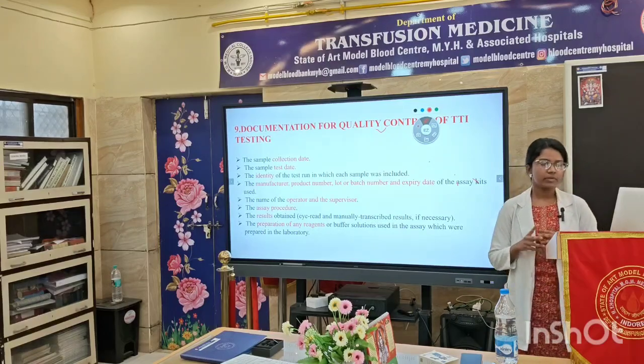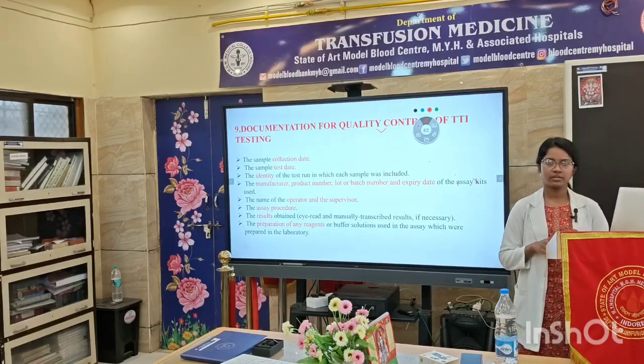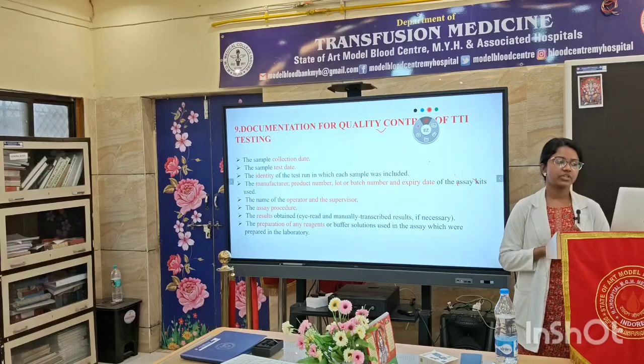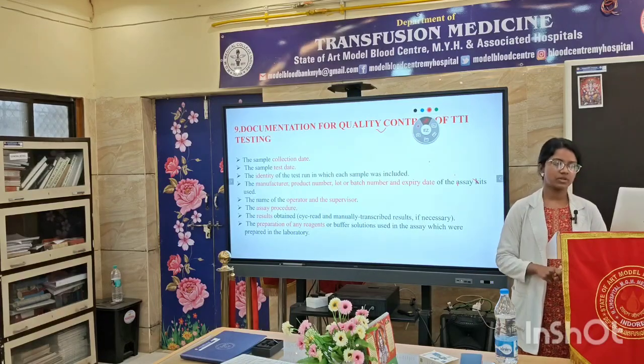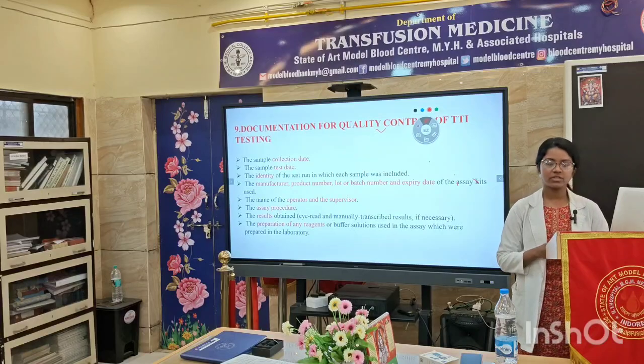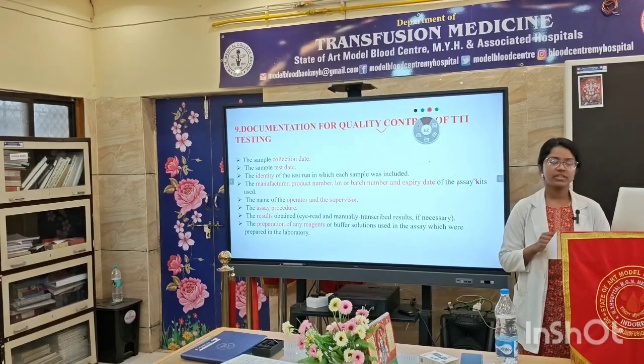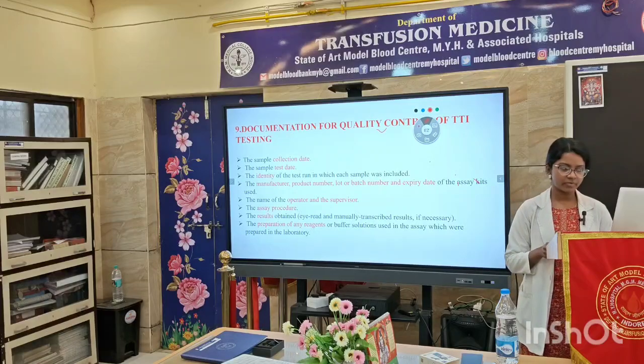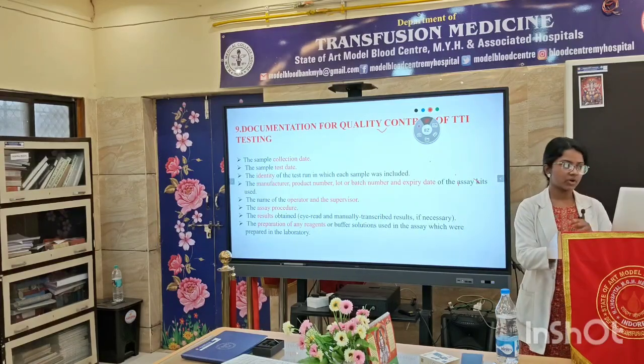Documentation, this we already know. We have to include the sample collection date, sample test date, and identification of the test run in which each sample was included. We need to know in which lot it was processed, the manufacturer, product number, lot or batch number, and expiry date of the assay kits used. The name of the operator and the supervisor should also be known. The assay procedure, the results obtained, and the preparation of any reagents or buffer should also be mentioned in the documentation.